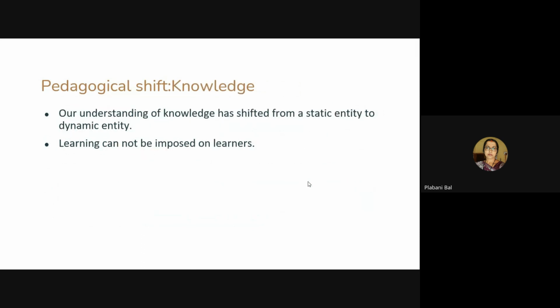Then what is the shift in knowledge? The shift is that it has moved from a static entity to a dynamic entity. So knowledge is not a static entity actually.